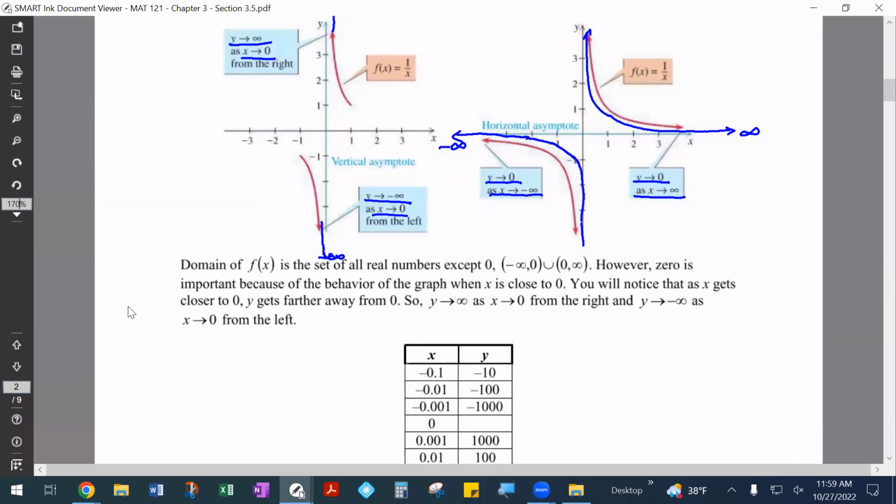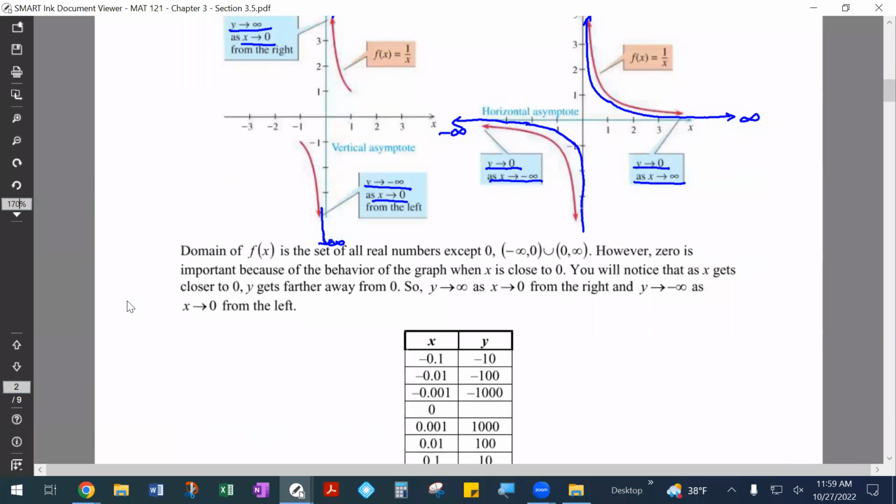And you can see in this paragraph, they're talking about the domain for this function, which was all real numbers except 0. You can see the interval notation here. However, they're saying 0 is important because of the way it behaves. As you're getting closer to 0, y gets further and further away from 0, right? Because that's where we saw it going towards positive and negative infinity. So that's what they're laying out here in this little paragraph.